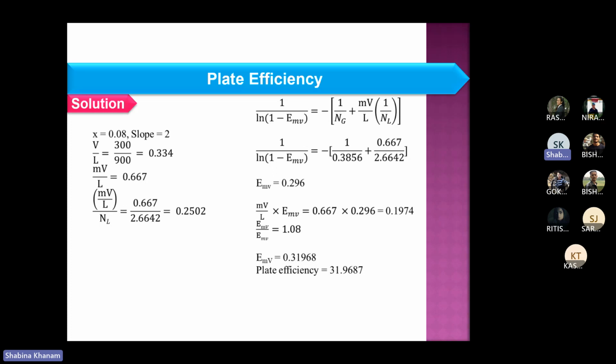In this way you can find out the plate efficiency, and related to that one example is already given in the book. So I request you to calculate or solve that example also. So that is about the plate efficiency. That topic is over now, and we will extend the discussion further in the next class, probably tomorrow's class.